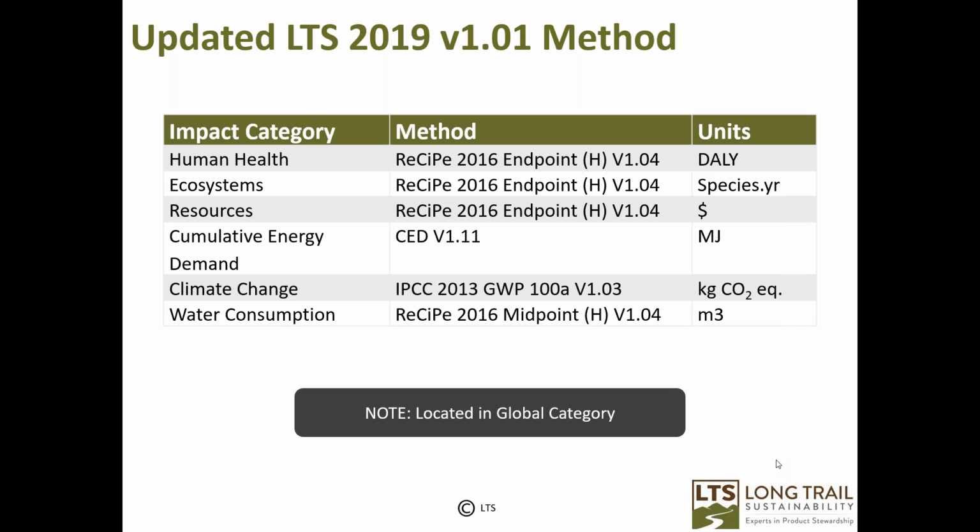So a little background on this method: we find that these six categories, a mix of endpoint categories and midpoint categories, are interesting and relevant to our clients, and we wanted to provide them to you all in DATASMART so that you too can utilize this method, which relies on what we feel are some of the best impact categories we have, and a well-rounded method to use. Now, this method is located in the global category in methods.